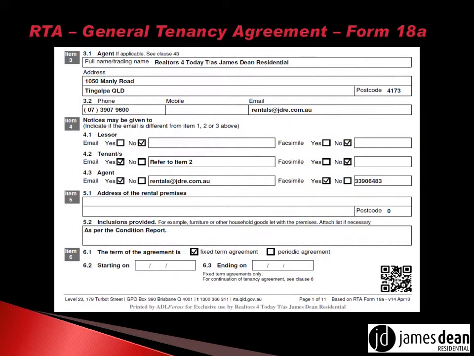Item 3.1 states the agent's details that will form part of this tenancy agreement. Item 4 verifies whether parties to this agreement agree to receive correspondence via email or facsimile. You will note in item 4.1 that the lessor cannot be contacted directly unless otherwise stated, and therefore all correspondence must be submitted to your owner via our agency.